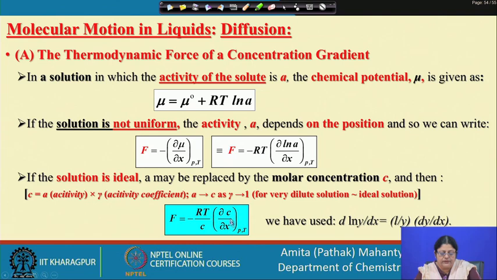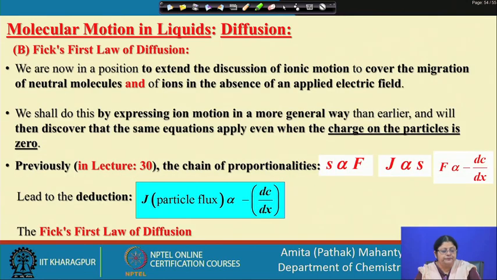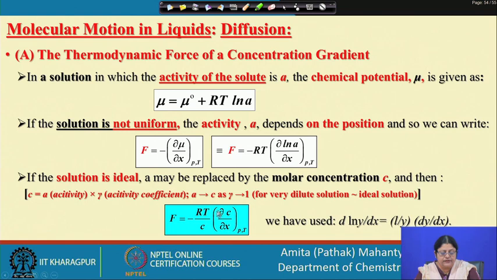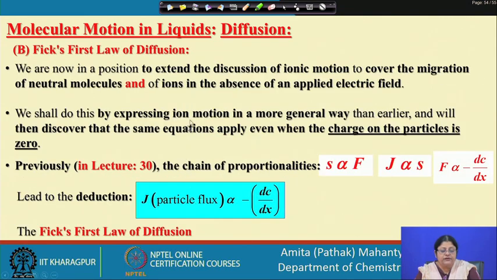You can see we are approaching something which we already know, that is Fick's law of diffusion. Fick's law of diffusion, we are going to leave it at this, and we are going to use this wherever we want to apply. Now, with Fick's law of diffusion, we are in a position to discuss the extension of ionic solution motion to cover the migration of neutral ions.